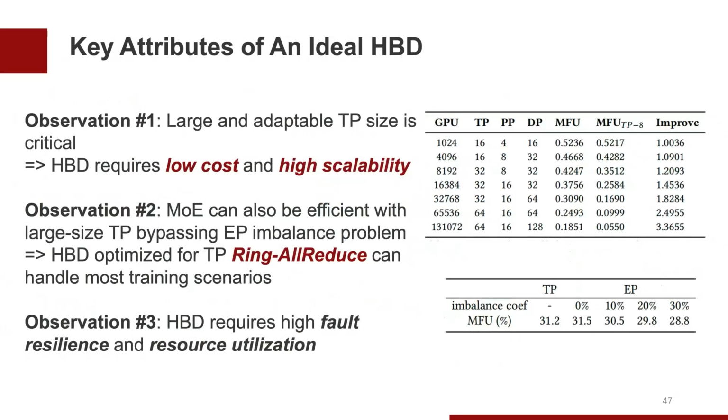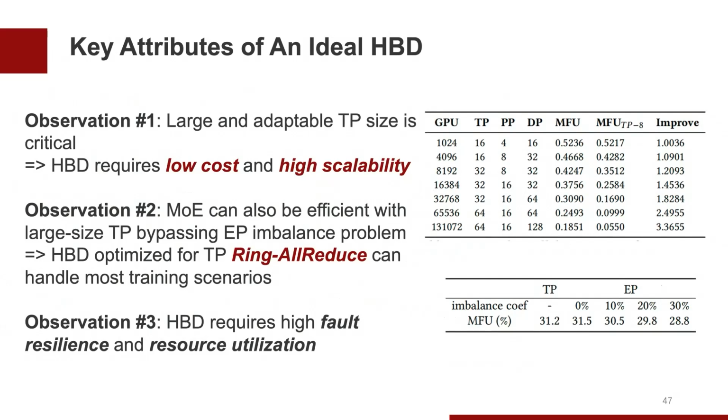Then we start from first principles and think about what an ideal HBD design could be. To guide a better design, we analyze existing training workloads and explore three key contributors to an ideal HBD. First, as the cluster size and model scale increase, the optimal TP group size that maximizes MFU also grows. This highlights the importance of supporting a large and adaptable size for the HBD. Therefore, the HBD should be designed to offer both low cost and high scalability.